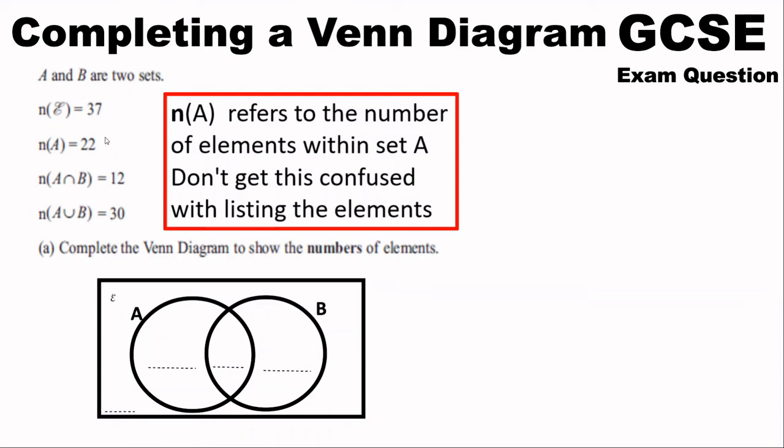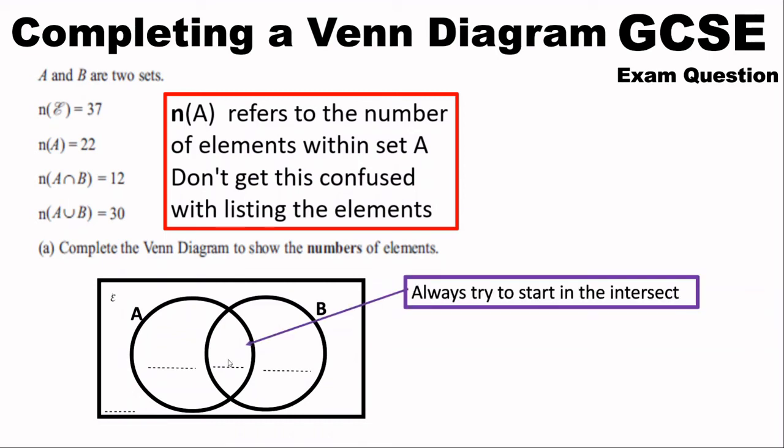Although the first thing we're told here is that there's 37 elements in the universe, don't just put 37 down here. These 37 elements must be distributed throughout the Venn diagram in their correct places. We're told that set A has 22 elements, but don't just put the 22 here. Some of those belong in here. When we're completing a Venn diagram, we should always try to start at the intersect.